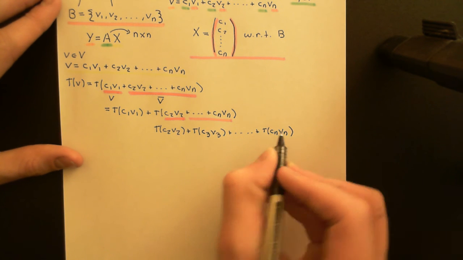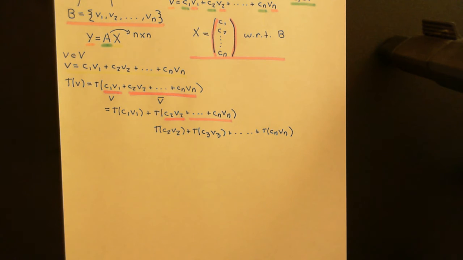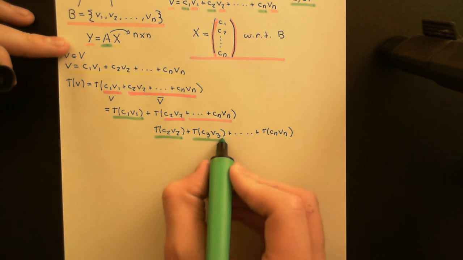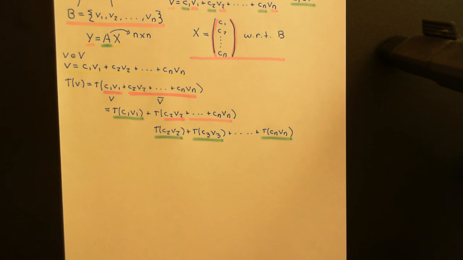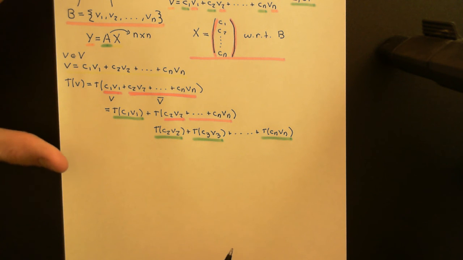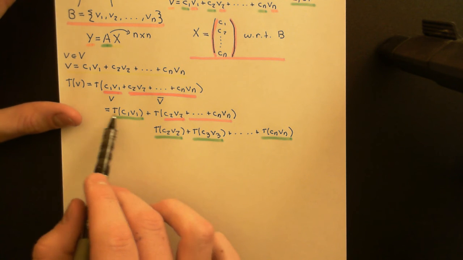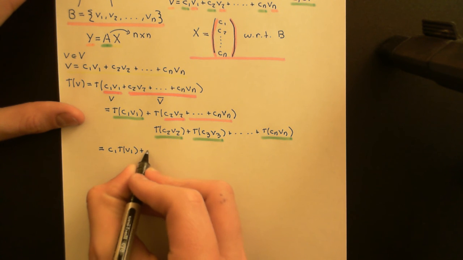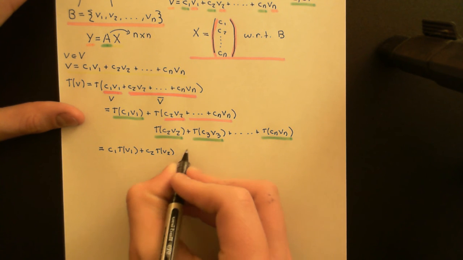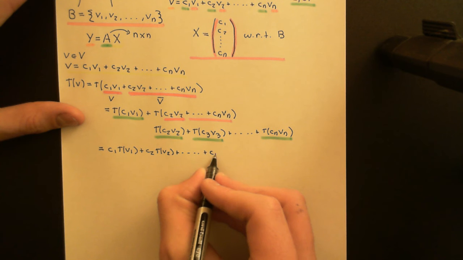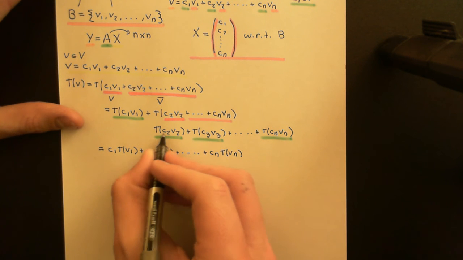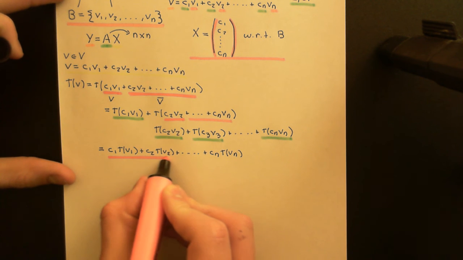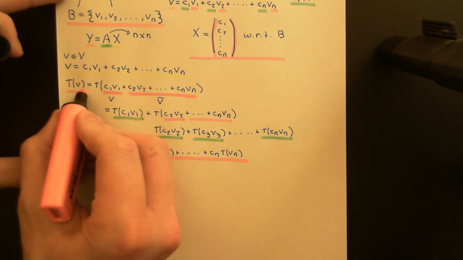Okay, so we can indeed split this up in the way that we would logically like to, we can split it into T of C1 V1 plus T of C2 V2 plus T of C3 V3 all the way up to T of Cn Vn. Okay, now what we're going to do is apply property number 2 and pull out this scalar here. So we're going to rewrite this as C1 times T of V1 plus C2 times T of V2 plus all the way up to Cn T of Vn. So I'm just pulling out all of these scalars outside of the linear transformation T. Okay, and there now I've got this nice expression for T of my vector V.